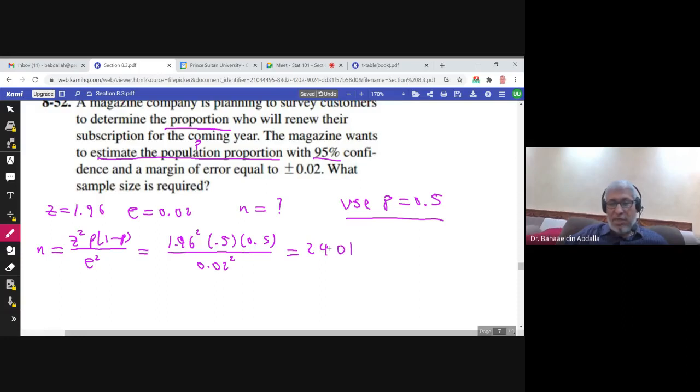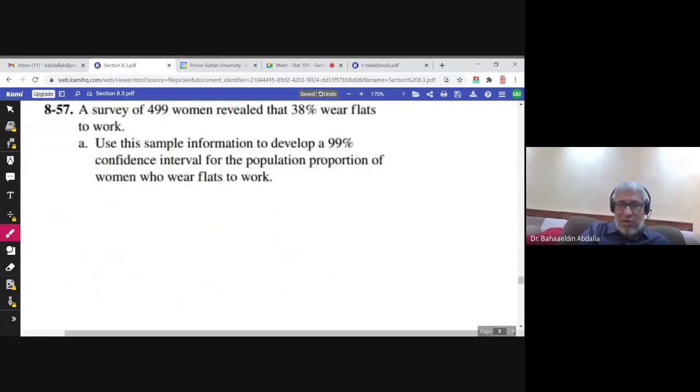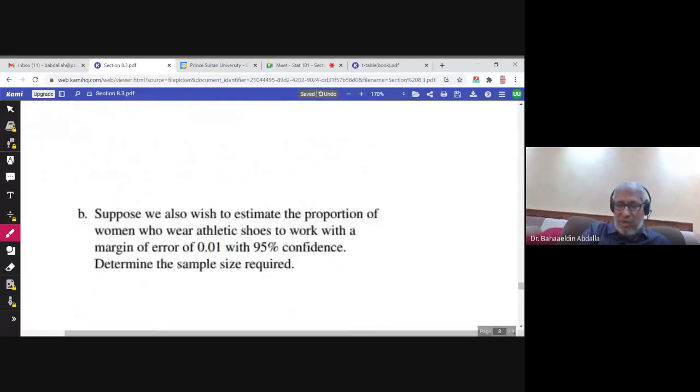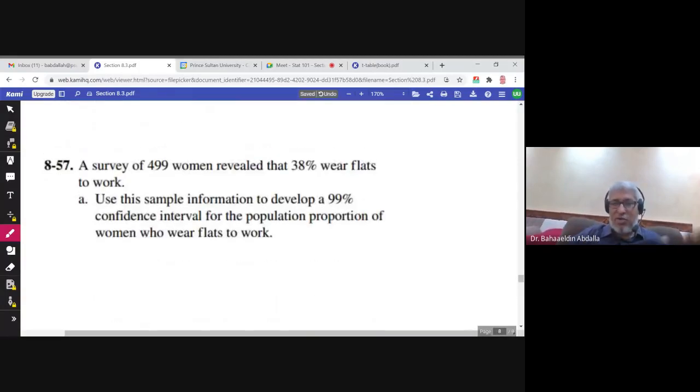Now, this answer has no decimal point, so that's the required sample size. So N is 2401. This is the required sample size. That's the end of this section. All the other questions would be similar. This question is a nice question because it has the two ideas together. So let us do it.